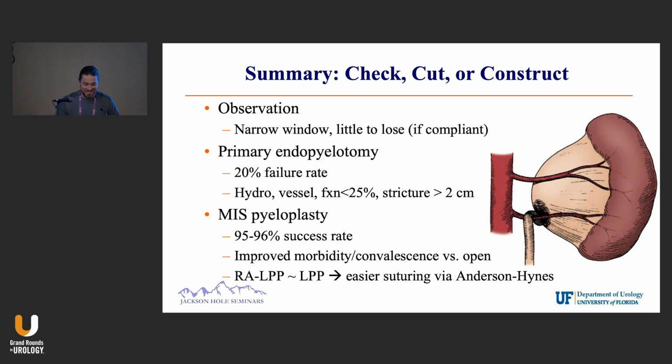That's perfect. So the window is narrow, but people can get through narrow windows. So I think from a takeaway perspective, observation is great. A primary endopyelotomy with a 20% failure rate with these criteria in mind probably is not what we should be offering first line to patients, but there may be some patients that are interested in it. And then, of course, an MIS pyeloplasty, with improved morbidity and convalescence compared to open, and the easier suturing with robotics, is the way to go. Thank you very much.